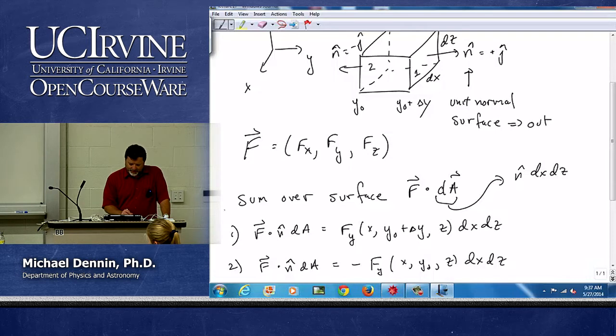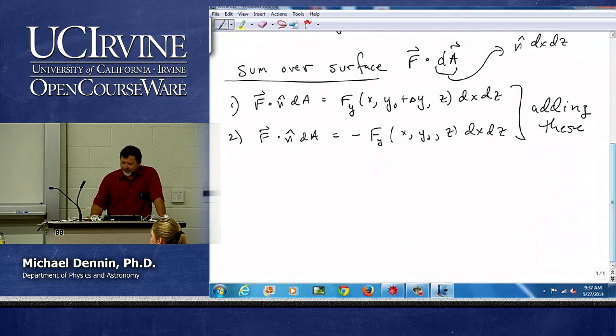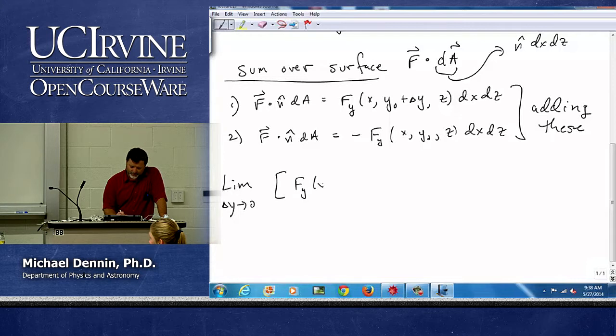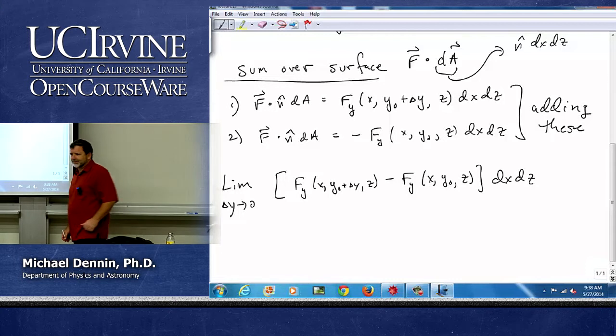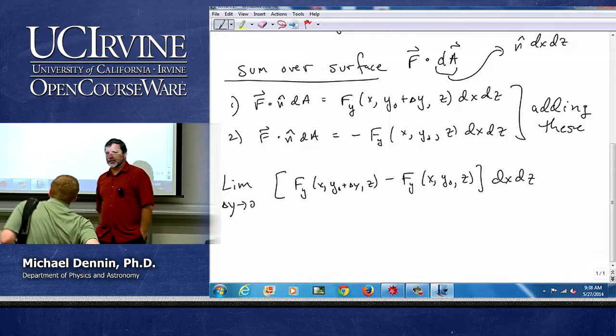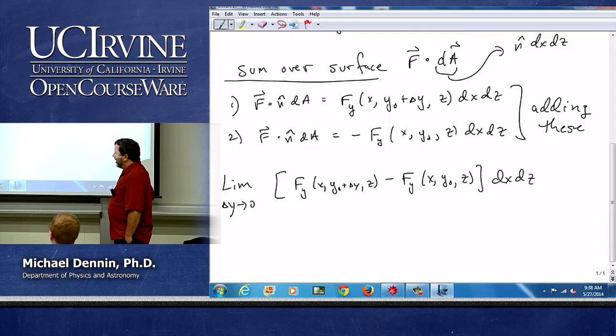So part of my sum over the surface is adding these. So if I'm going to add those two up, and then as I said, we're going to take the limit as delta y goes to 0. Well, what do I have? I have fy of x, y naught plus delta y, z, minus fy of x, y naught, z, dx dz. What would be a really good thing to do at this point? What does this almost look like? It almost looks like a partial derivative. What am I missing? I need to divide by delta y.